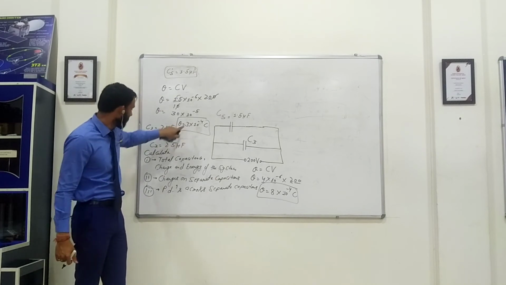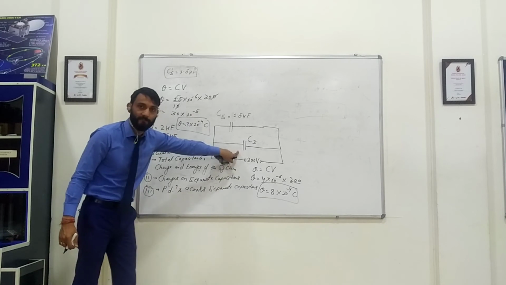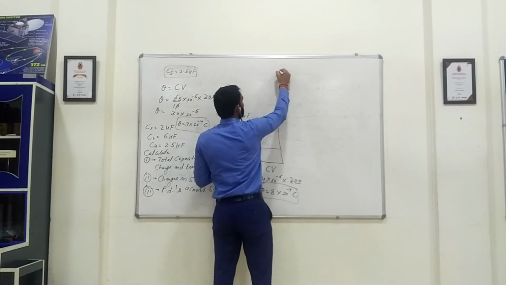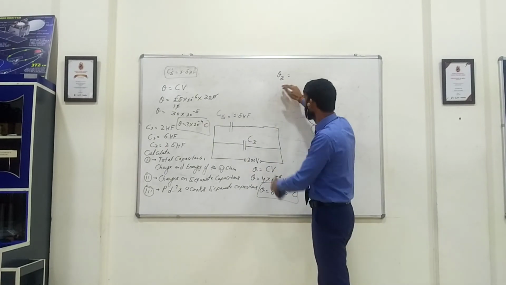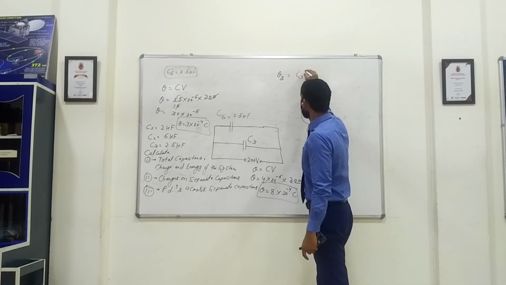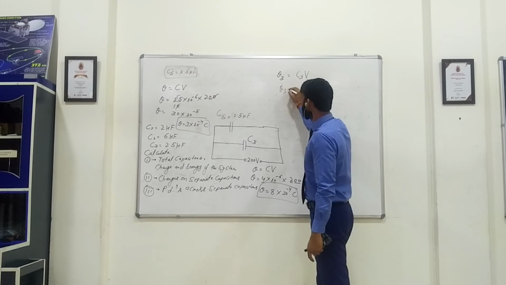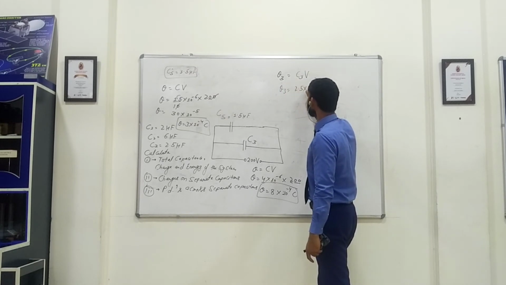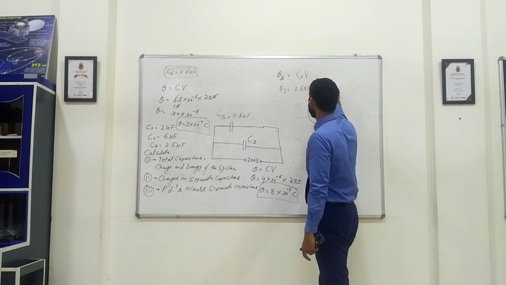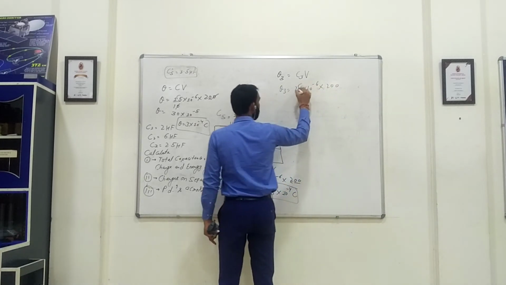Now you have to find the charge through C3. So C3 also we can find out. Q3, which is the charge through C3, will be C3V. So Q3 is equal to, how much is C3? 2.5 into 10 to the power minus 6 into 200.